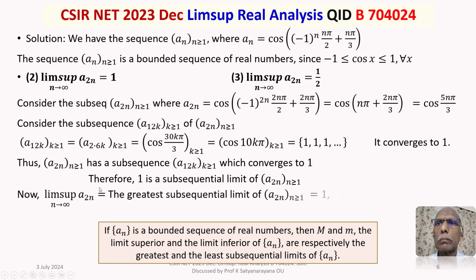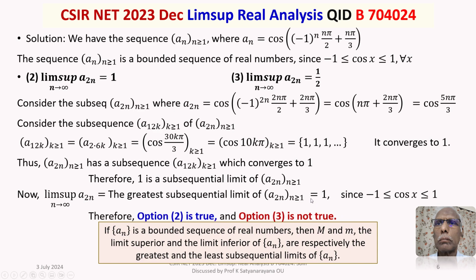Right. Now, limit superior of a_n as n tends to infinity is the greatest subsequential limit of a_n, and the greatest is 1 because minus 1 is less than or equal to cos x less than or equal to 1. That means the other subsequential limits will be less than 1. Therefore, limit superior as n tends to infinity of a_n is 1. So, option 2 is true because it is 1. Option 3 is not true because it is given as 1 by 2. But the answer is 1.